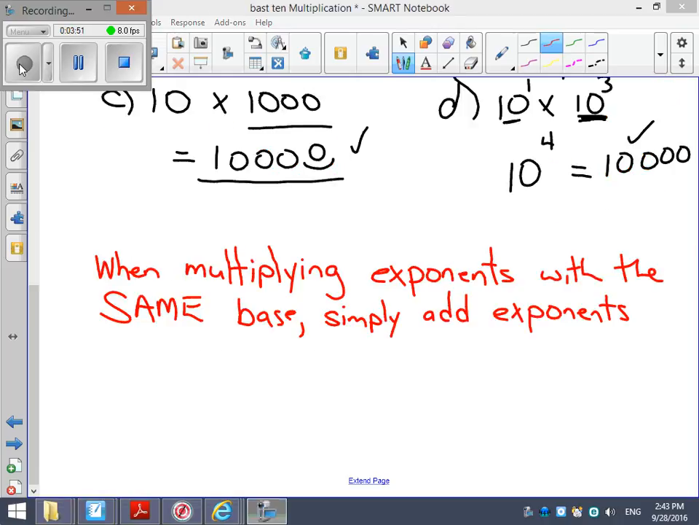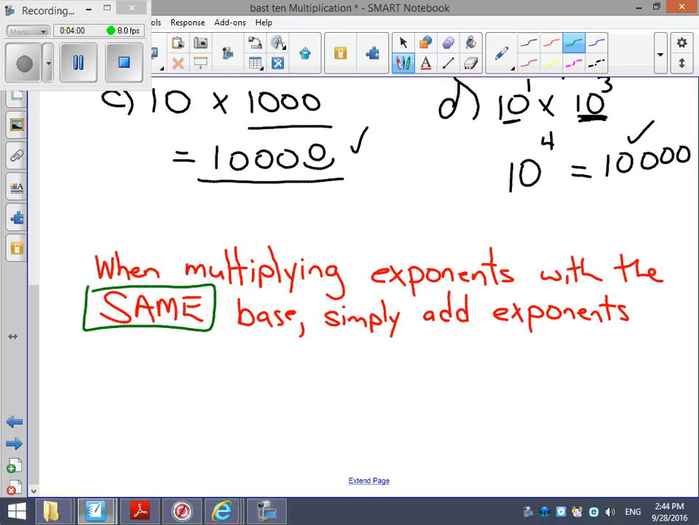So the rule is when multiplying exponents with the same base, you simply add the exponents. And it's really important, this word right here. I put it in uppercase letters. They have to have the same base.